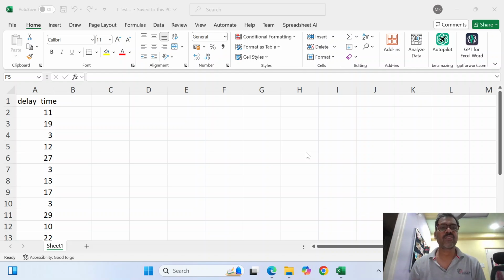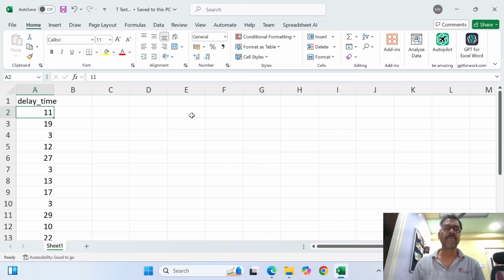Now I have a hypothetical situation here. I have a data variable called delay time, and this is actually the number of days it has taken for an e-commerce business to deliver the goods to the buyers. Usually the goods need to be delivered with no delay time. So delay time should be 0. So it should not be anything other than 0.